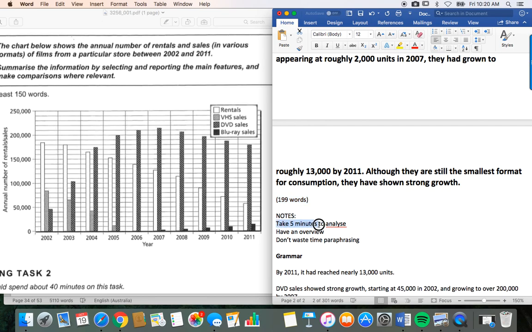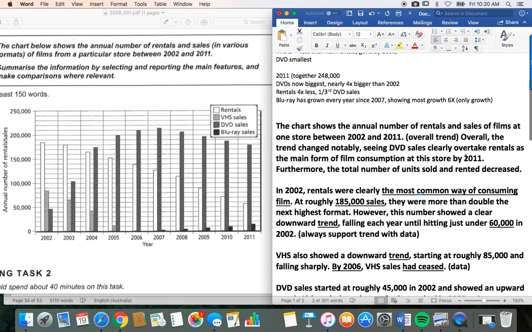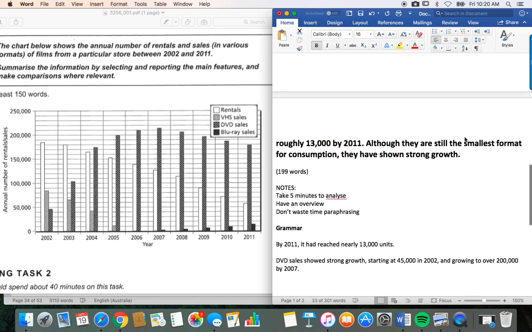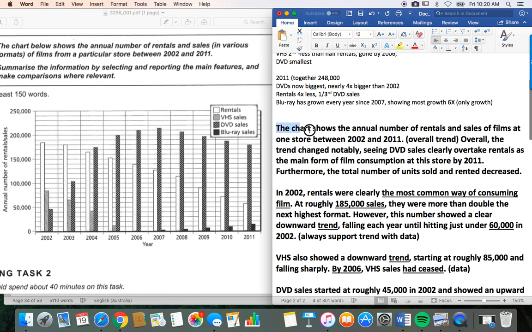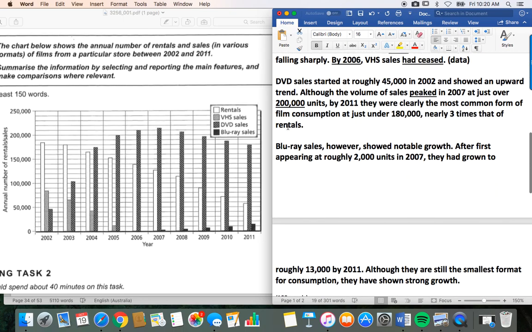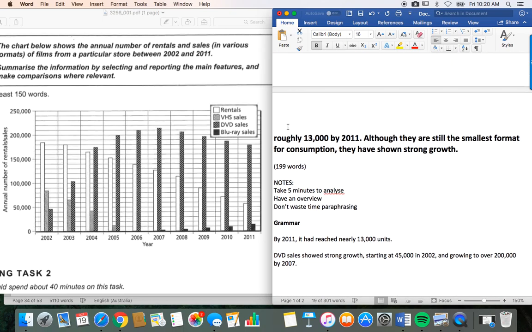So my main points: take 5 minutes to analyze. Have an overview. This is actually really important. To get a 7, you need to show some sort of overall trend. Most teachers will say put it at the beginning or the end. That's fine. I would agree with that. Don't waste time paraphrasing. Again, this is so meaningless. And I've seen other teachers spend hours teaching how to paraphrase this. Waste of time. Look, it's not wrong if you do it, but it might not help you the way you think it's helping you.